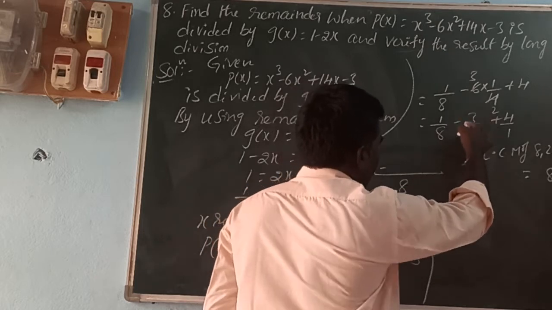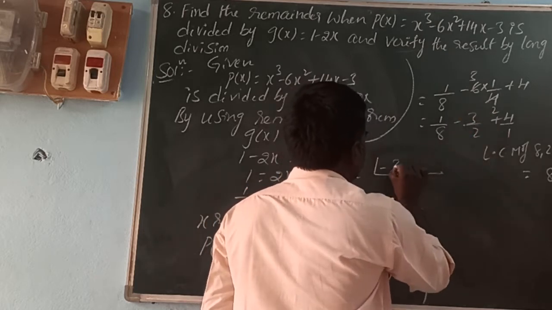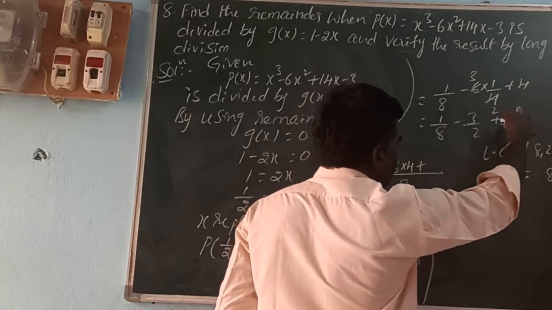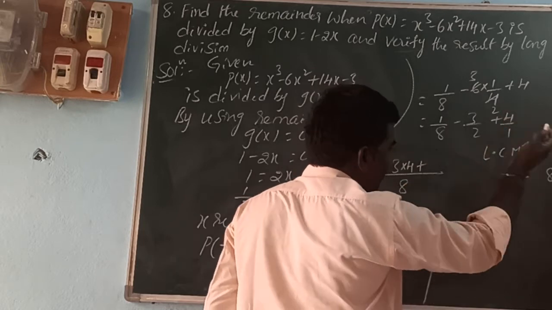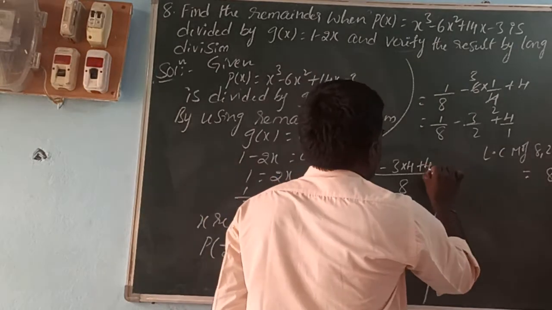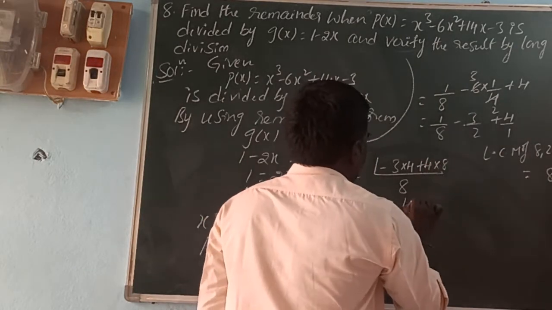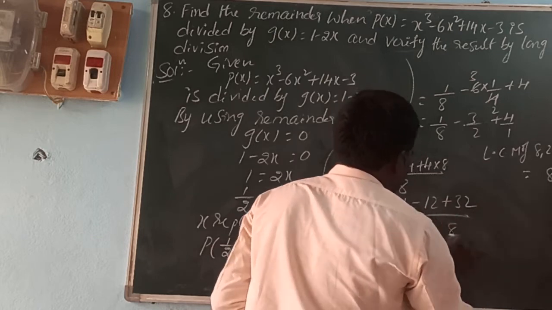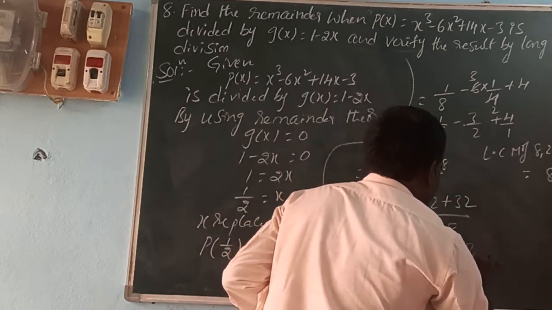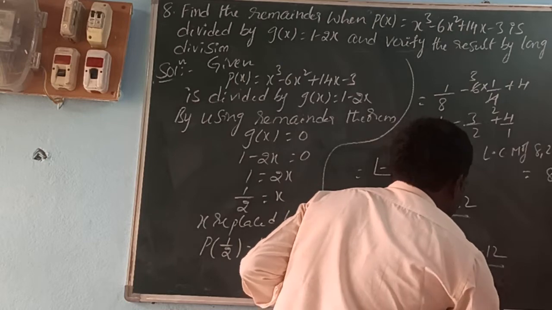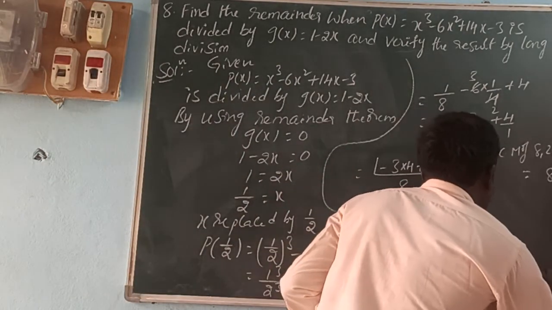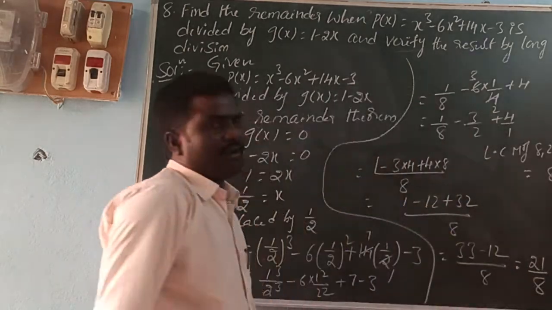Here to make the denominator 8, we multiply by 4, that is 3 into 4. Plus here the denominator is how much? 1. To make the 1 into 8, we multiply the numerator and denominator with 8, that is 4 into 8. So 1 minus 12 plus 32 by 8. So 1 plus 32, 33, minus 12 by 8. 33 minus 12, that is how much? 21. So the remainder is how much? 21 by 8.